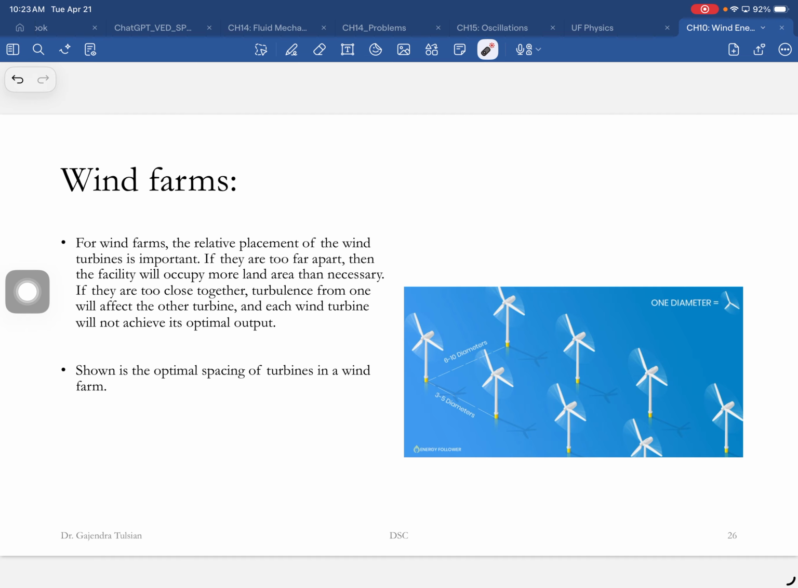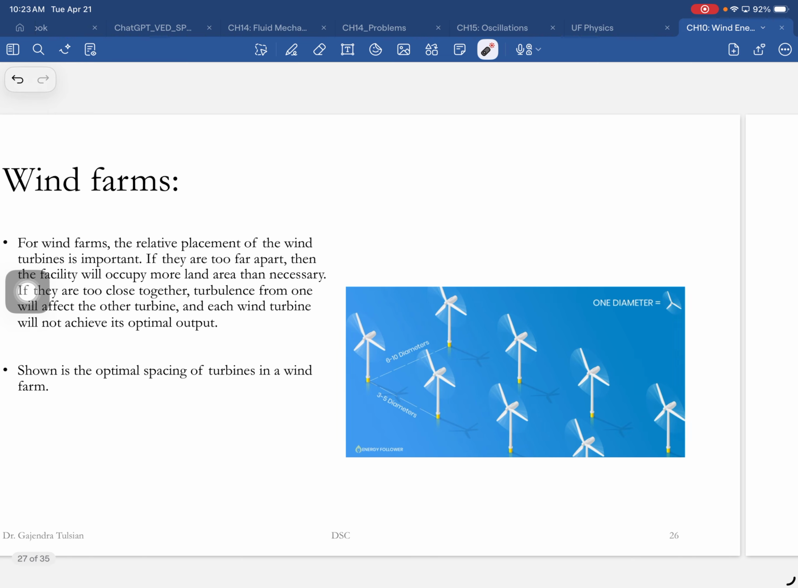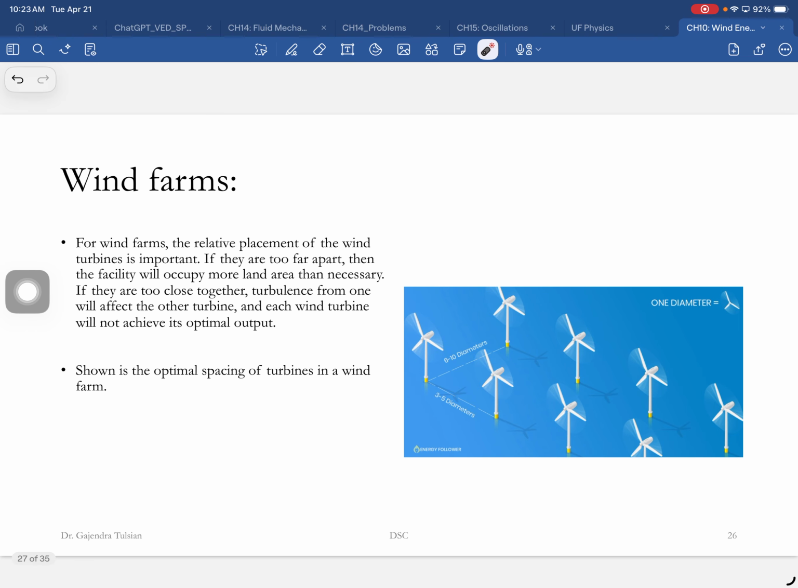Doctor's appointment. I'm going to finish this chapter today because I want to make sure we see hydrogen.